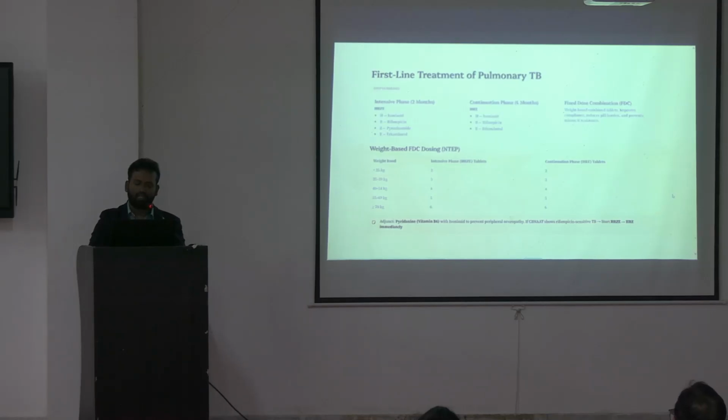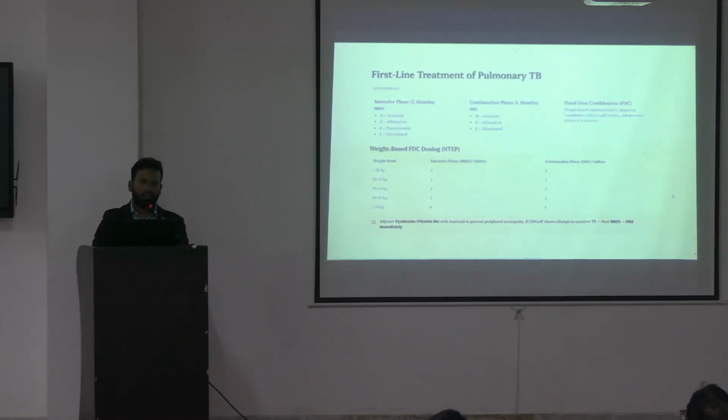Less than 25 kg, we can give 2 tablets. 25 to 39 kg, 3 tablets. 40 to 54, 4 tablets. 55 to 69 kg, 5 tablets, and more than 70 kg, 6 tablets. It is a combination of all these drugs: isoniazid, rifampicin, pyrazinamide, and ethambutol. We can do the dosing like that.